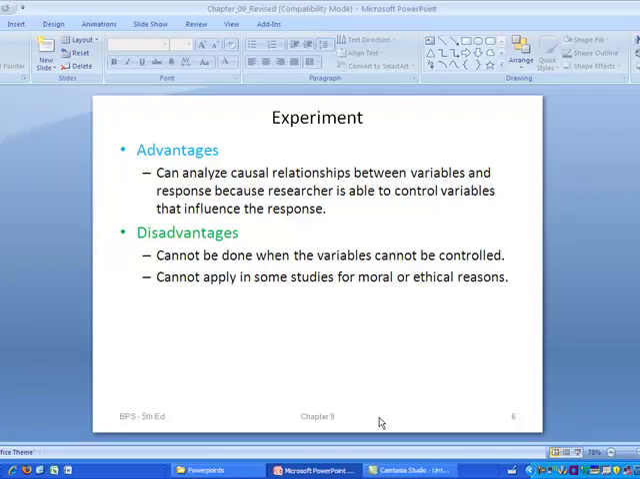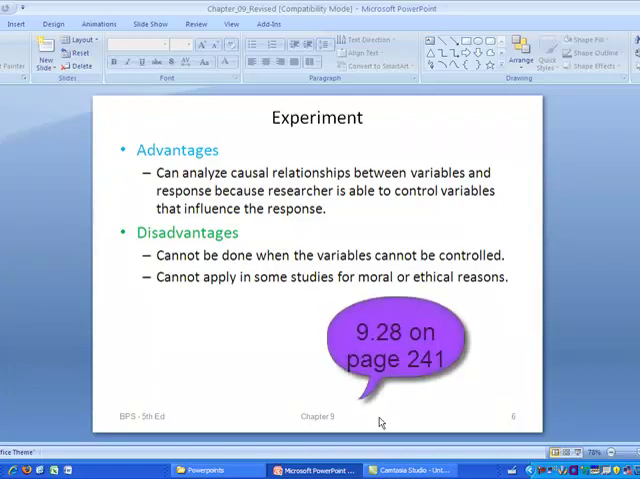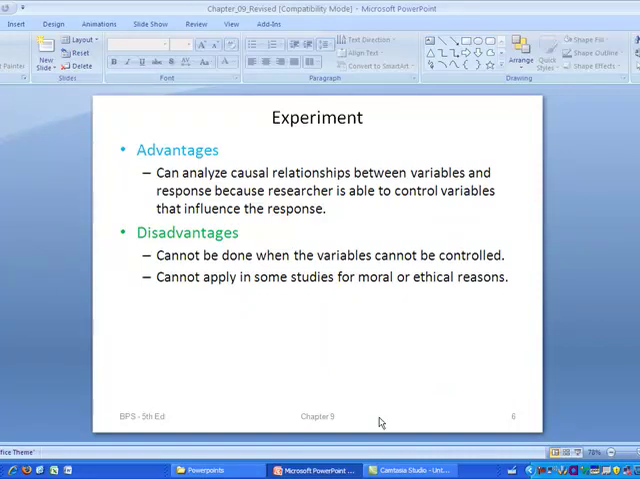So I'm going to look at two different examples. We're going to see the difference between an observational study and an experiment. So, listen to this. Many studies have found, and this is problem 9.28 in Chapter 9, that people who drink alcohol in moderation have lower risk of heart attack than either non-drinkers or heavy drinkers. Does alcohol consumption also improve survival after a heart attack?